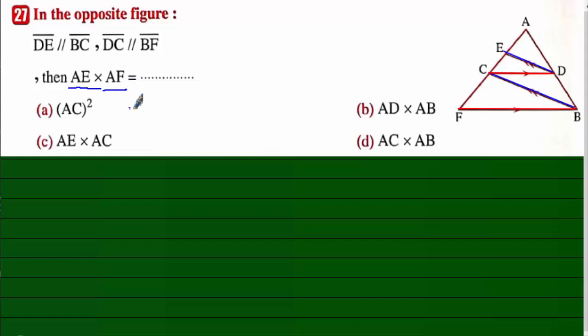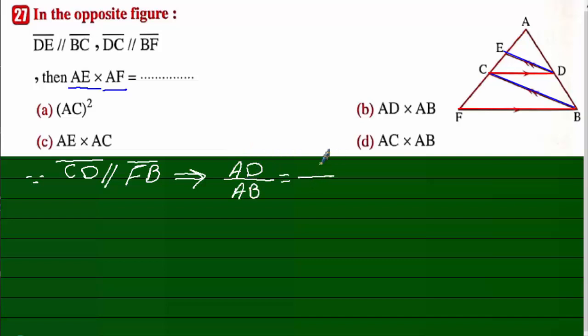Okay. So we'll start from the beginning here. And you can say, since CD is parallel to FB in triangle ABC, what do we get? We get this proportion: AD over AB equals AC over AF. Okay. This is 1.